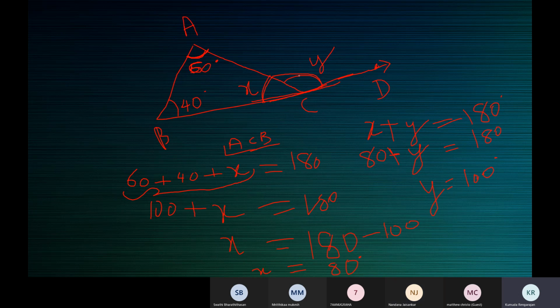So what do you notice? What is the value of y? y is 100 degrees. It's nothing but 60 plus 40, right? Yes, ma'am. See, to find y, the value we get is 100, and that's 60 plus 40.